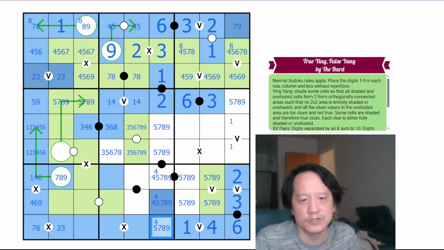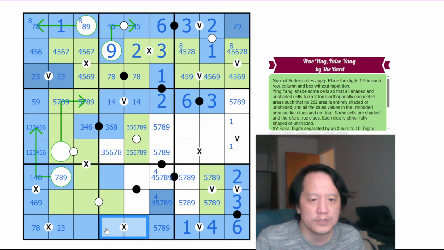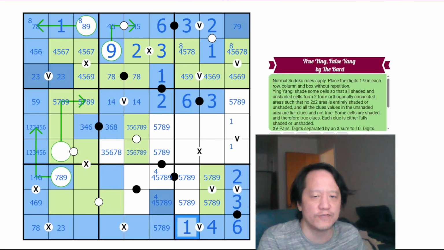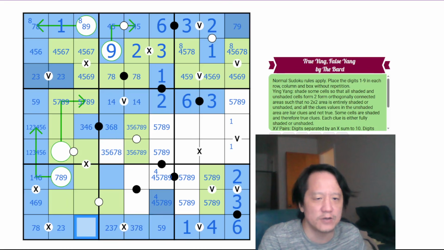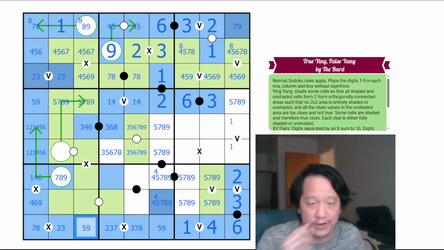4 eliminates 4 as a possibility here. So these two digits add up to 10, and it also has to be 2, 8, or 3, 7, because we don't have 1 or 4 or 6 available. And this 2, 3, 7, 8 quadruplet in row 9 eliminates 2, 3, 7, 8 in the rest of the row. So no 7 or 8 here. This is 5 or 9. That's 5 or 9.